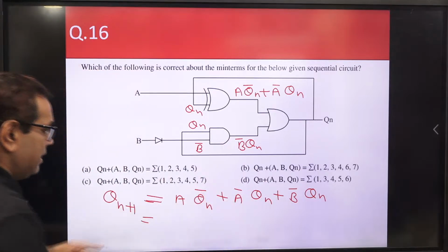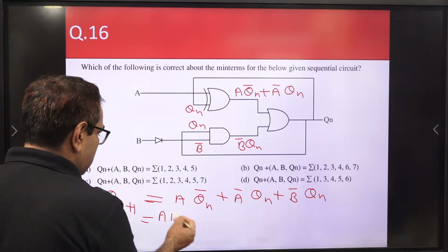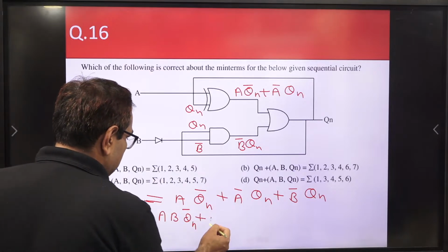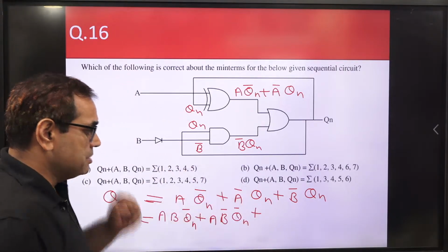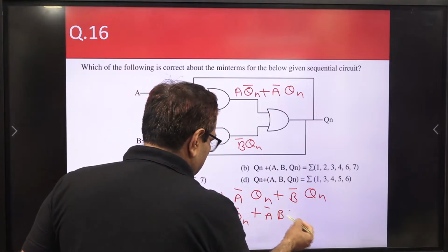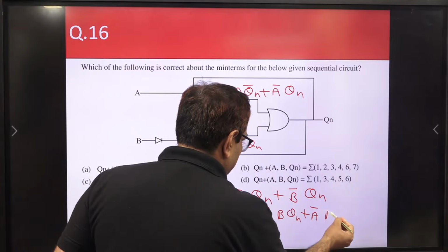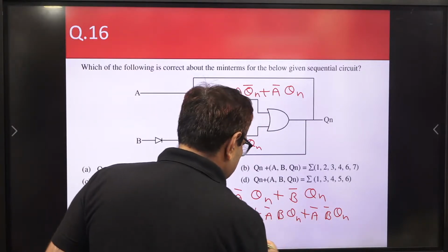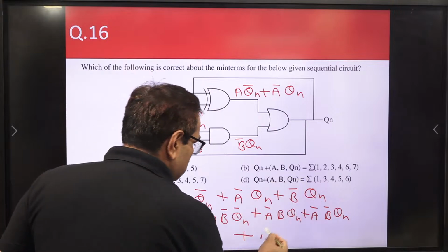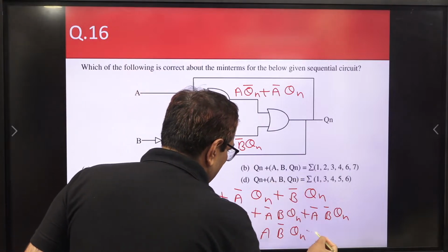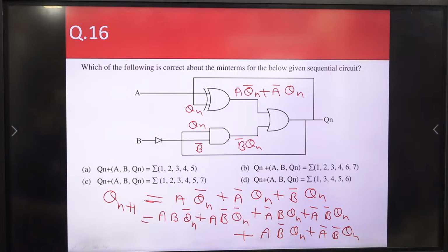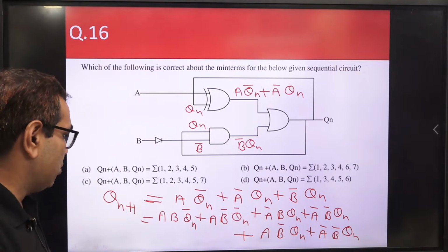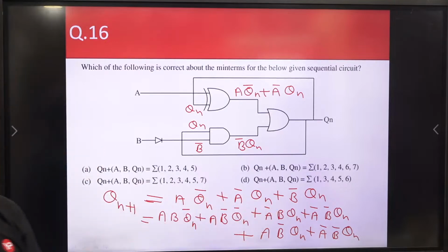So what can we write here? B is missing. So we can write it as A B Qn bar plus A B bar Qn bar. Okay, plus, here B is missing. So A bar B Qn plus A bar B bar Qn. Okay, plus, here A is missing. So A B bar Qn plus A bar B bar Qn. Okay, this will be the canonical form, and now you can write the binary code and corresponding decimal number of these minterms. I hope you can answer this question now.